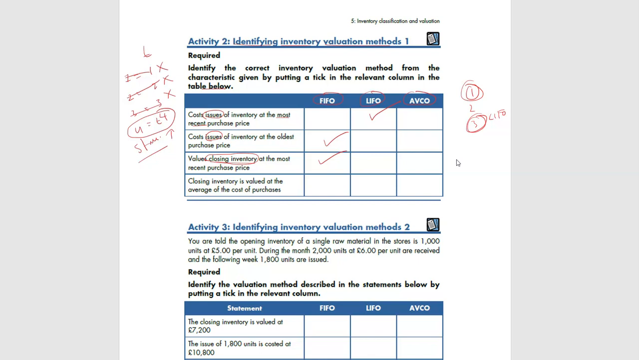That's why they said value closing inventory at the most recent purchase price. So when they said value closing inventory at the most recent price, that will be FIFO. And when they said cost issue of the inventory at the oldest price, that is FIFO also. The reason is when I issue, I use from the top. When I give to my different department, I use this one, 1st of January, then move to 2nd. But the closing inventory when I value it, because if I issue from the oldest, then the recent one will be the value for the closing inventory in my stock.